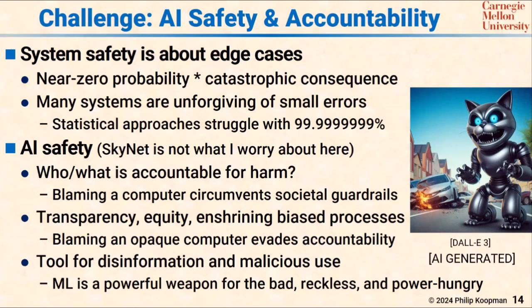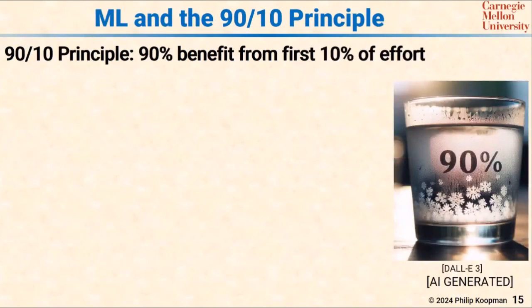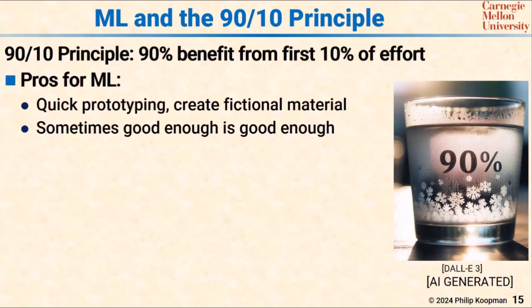So what about ML and the 90-10 principle? This is my last substantive slide here, and then we have a wrap up. 90-10 principle: 90% of the benefit from the first 10%. They're going, well, statistically, if we can get 90% of the benefit, shouldn't we do it? Well, sometimes, but let's talk about that.